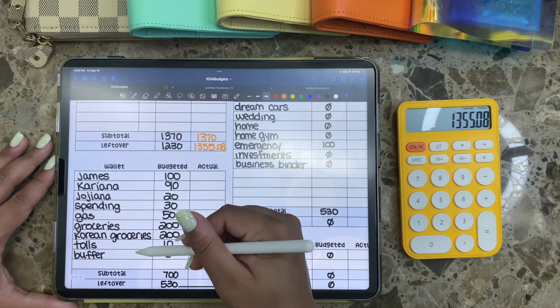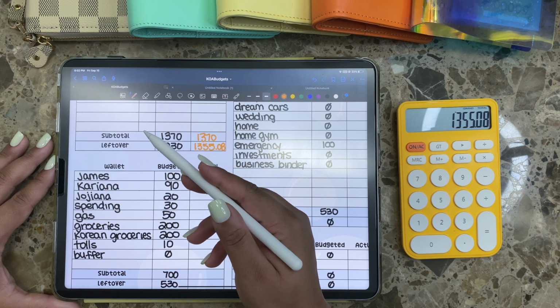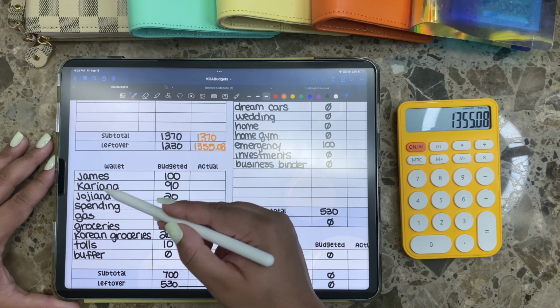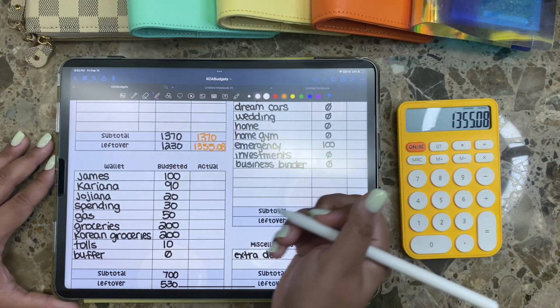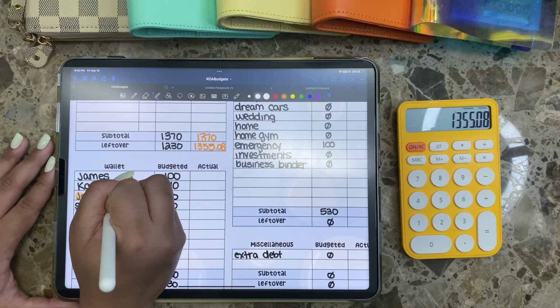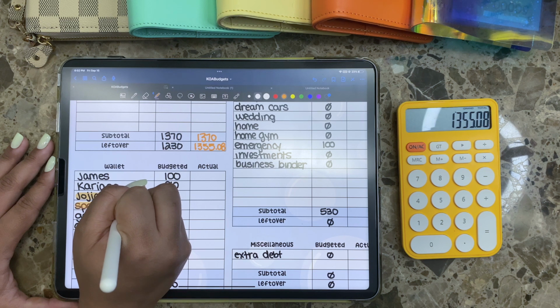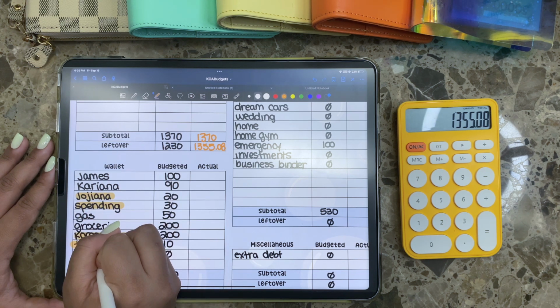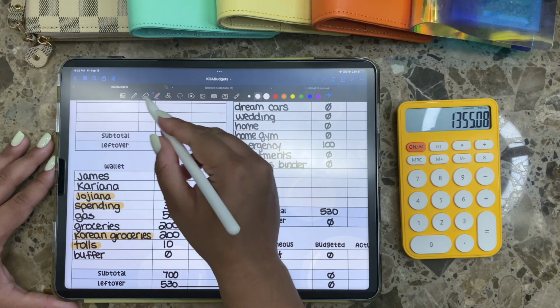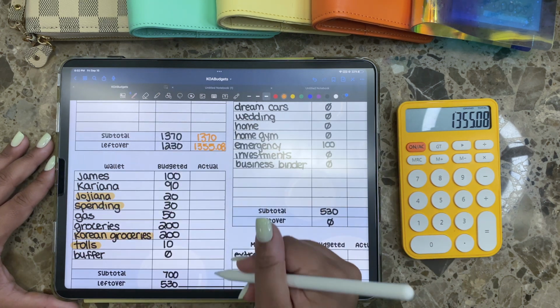The same way that I have some bills coming out in won up top, I have some envelopes in my wallet that I have in won. So I'm going to go and highlight those. And now we'll fill out the actual side.